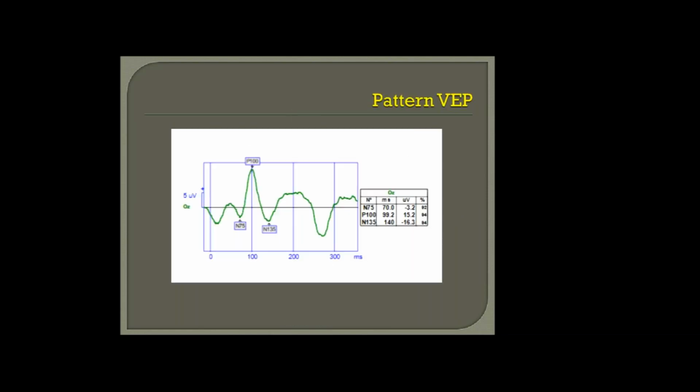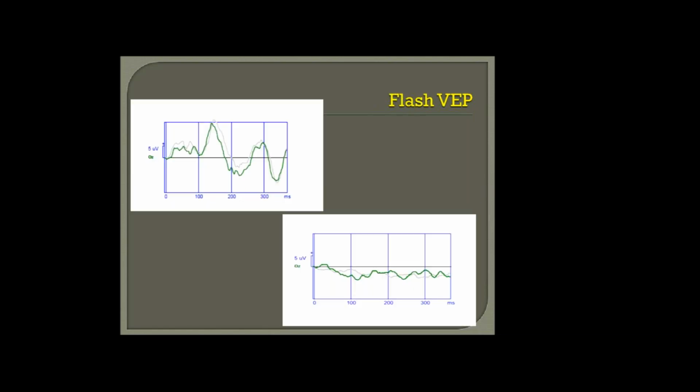So this is what the normal flash pattern VEP looks like, and this is what the normal flash VEP looks like. The upper side is a well repeatable case of a flash VEP, but the bottom one is from an abnormal patient. Try to see that in both scenarios you have two graphs.